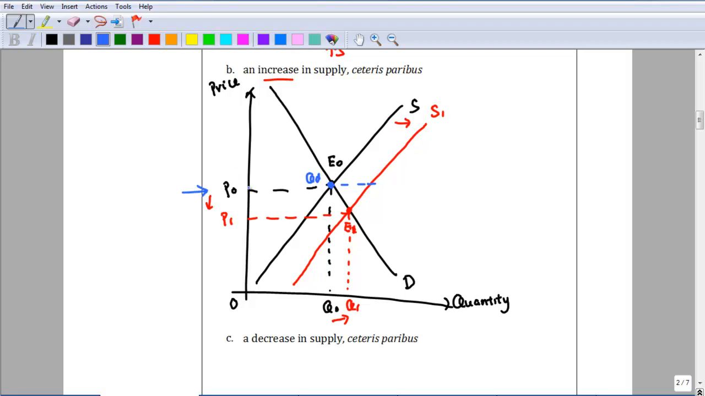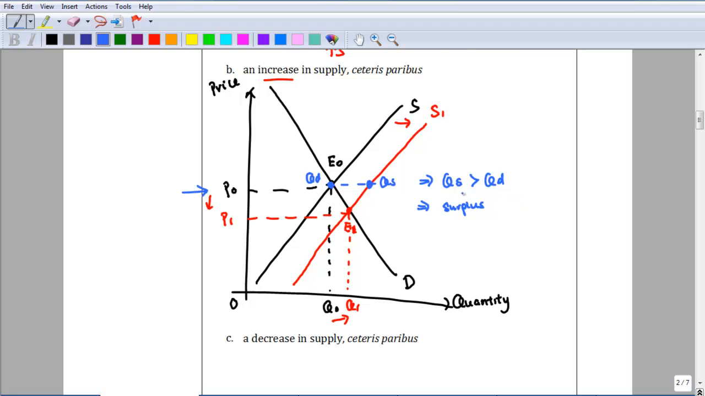Next, find out what your quantity supplied is. Quantity supplied will be a point on your new supply curve, which is S1, at the price of P0, which is here. So from this diagram, you can see that your quantity supplied is more than your quantity demanded, and therefore there is a surplus in the market.